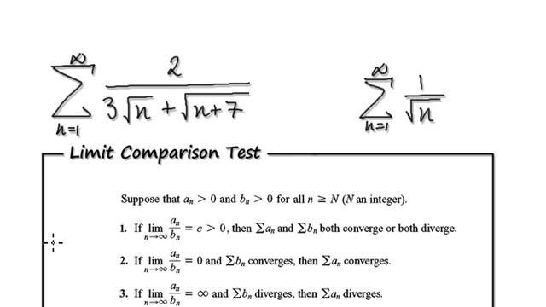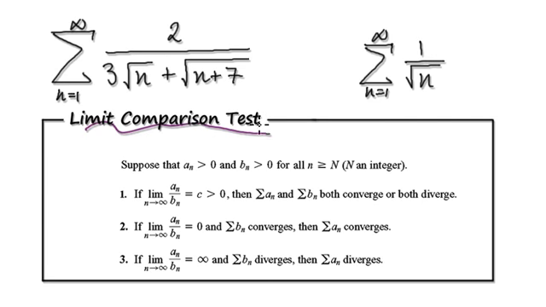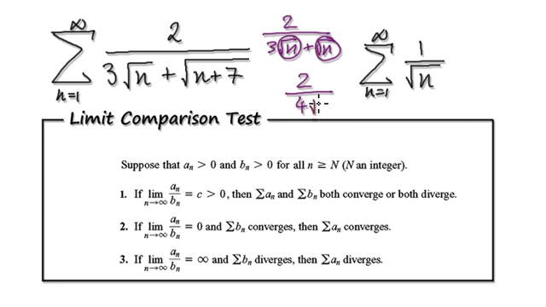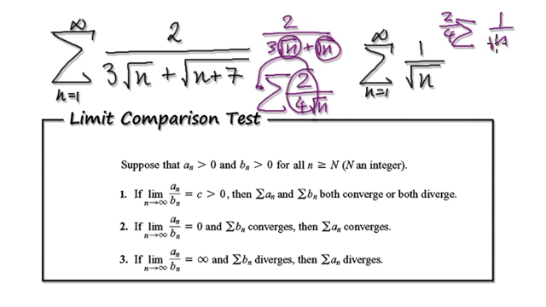Okay, so to do this one, we are going to use the limit comparison test. With the limit comparison test, you consider what happens as n heads towards infinity. As n heads towards infinity, this thing here will act as 2 over 3 root n, and this will act as root n. So you've got 3 root n plus root n, so that will be 2 over 4 root n. So that's like this here. This is a constant, so you can take it out. So it will act as something like this: 2 over 4, and then 1 over root n.